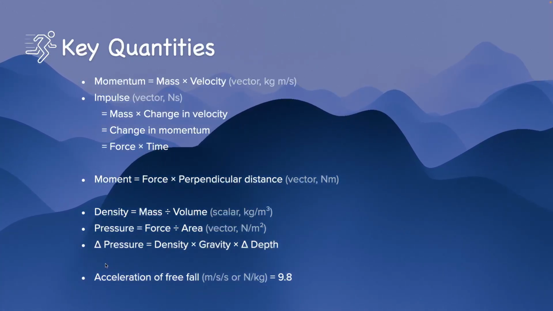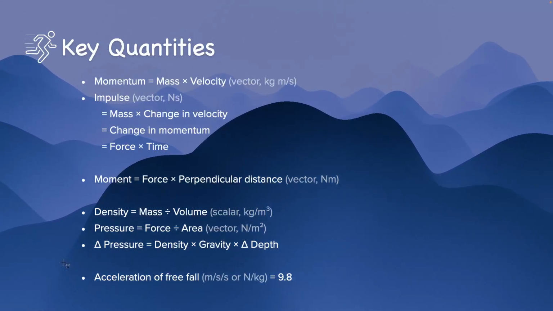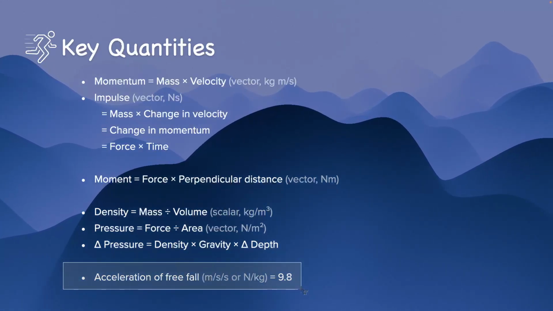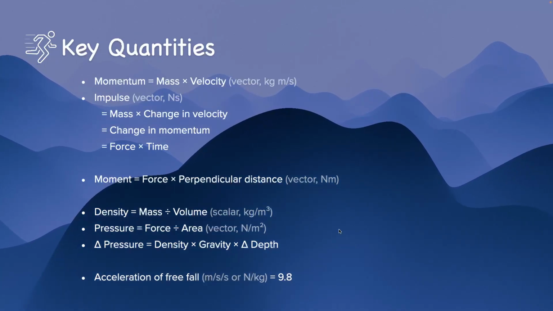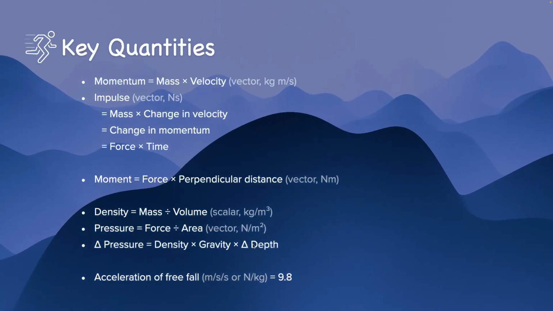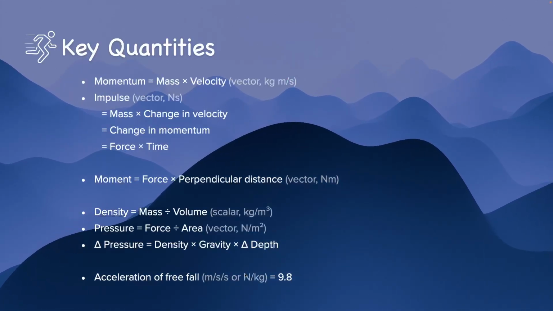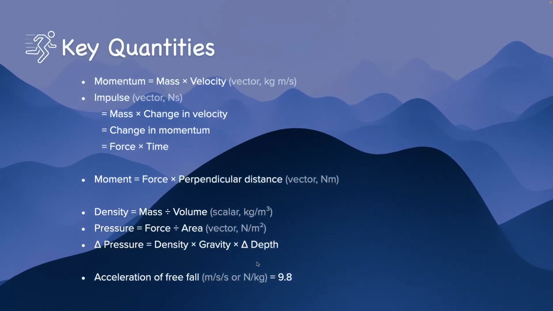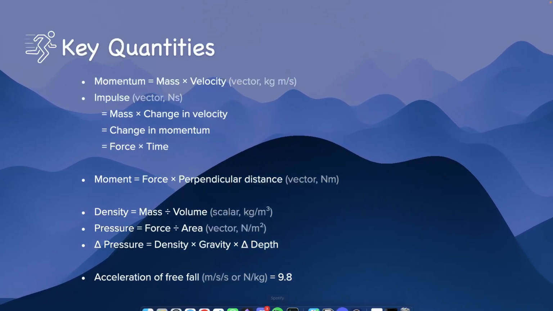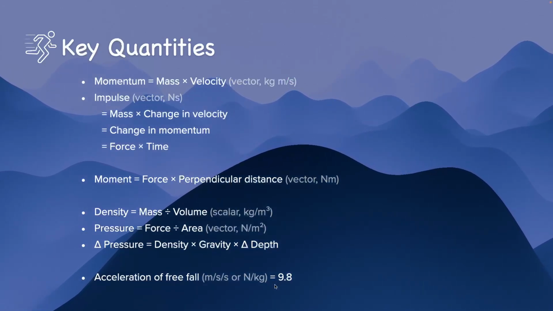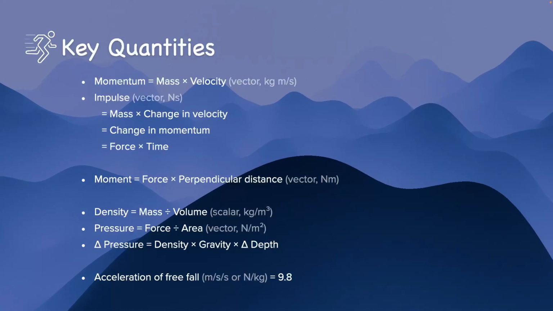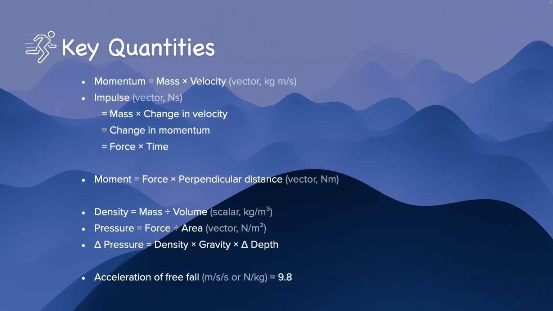Okay. Another value that you have to remember is the acceleration of free fall, which is also called the Earth's gravitational acceleration, which has these two units, meters per second square or newtons per kg. For Earth, this value is 9.8 meters per second square, but for the moon, it is 1.6 meters per second square, and you have to remember this.